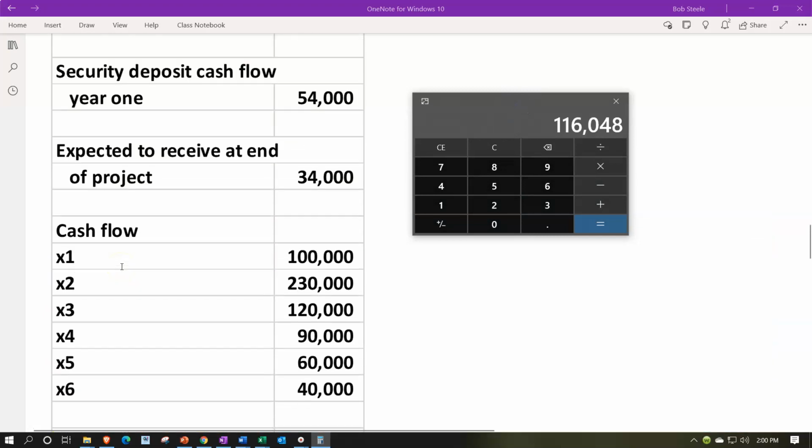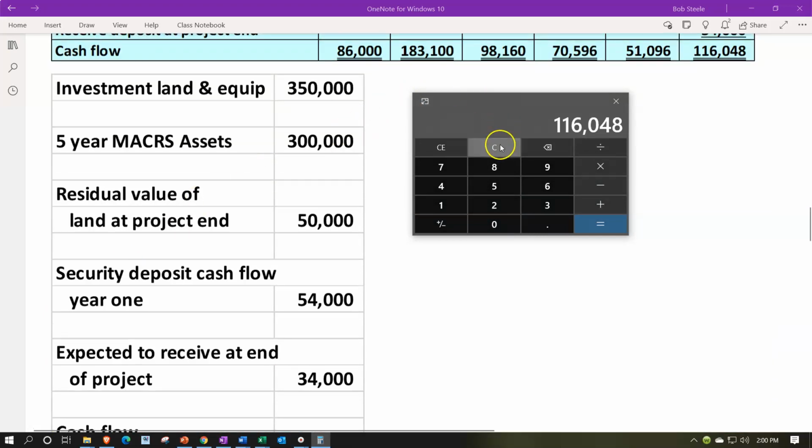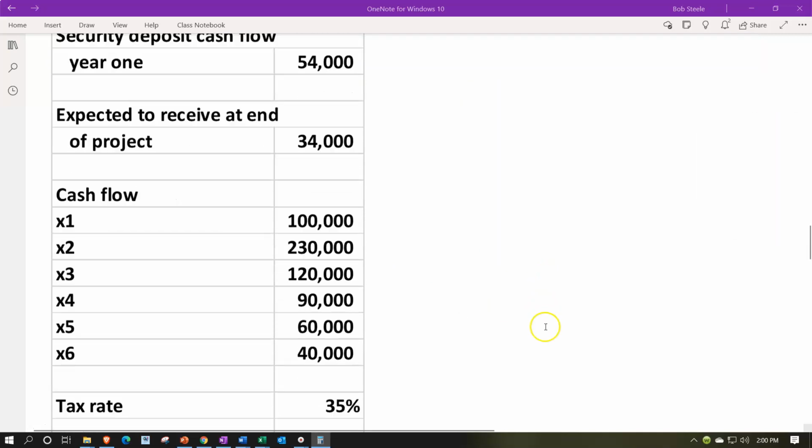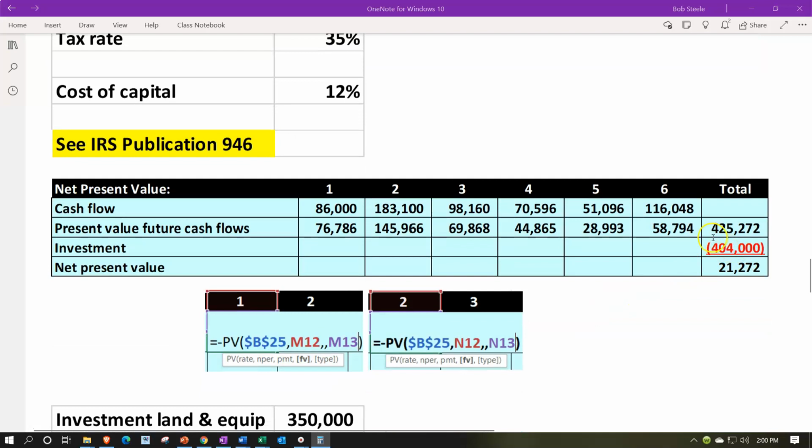tricky because that includes both the amount that we put up top for the equipment and land, 350,000, plus this 54,000, which is the working capital, or kind of like the deposit we were expecting to get back, at least in part, the 34, and that's going to give us our 404,000 that we put down up front. So that's what we put down, the 425,272 minus the 404,000, and this one doesn't need to be discounted, the 404, because it happened at period 0. That gives us the 21,272.